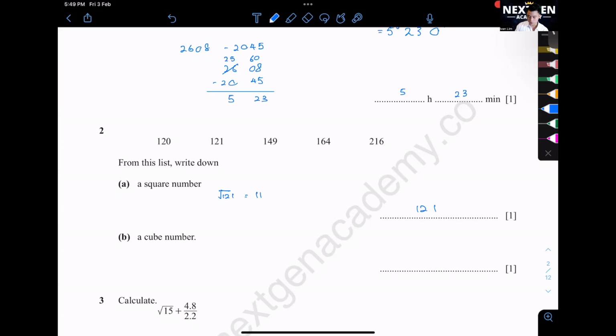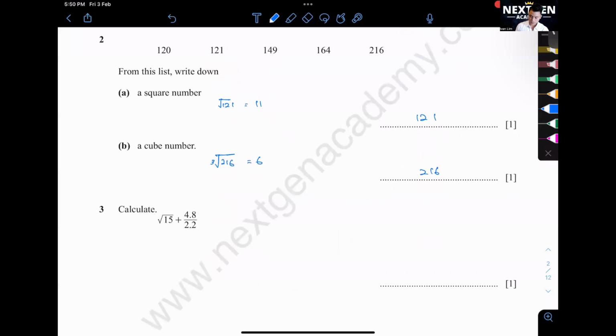Same goes for cube numbers. You can just cube root it. You go and try, cube root 120, 121, 149, 164, 216. Go and cube root 216. You see what you get? A nice number, equals 6. Sorry, you don't write 6, you write 216. For this one, it's just 1 mark only.